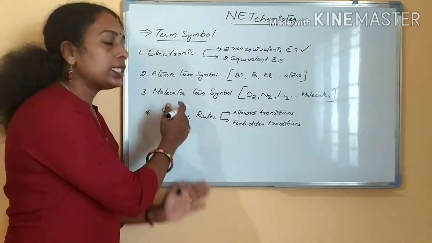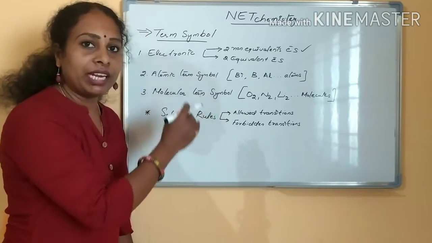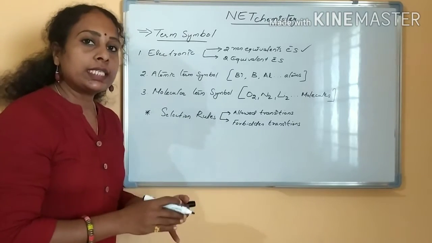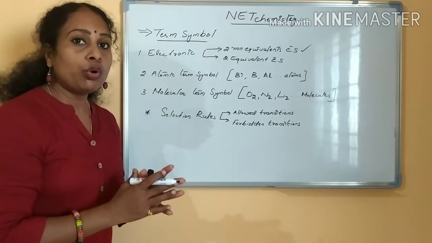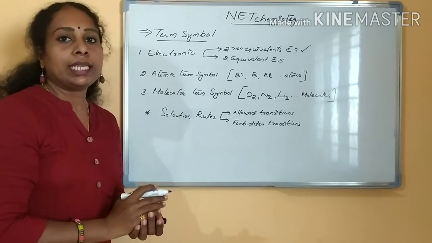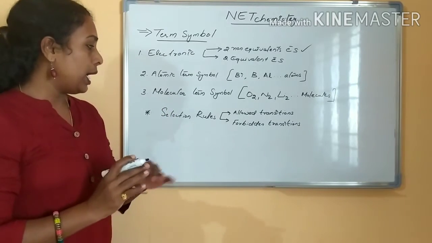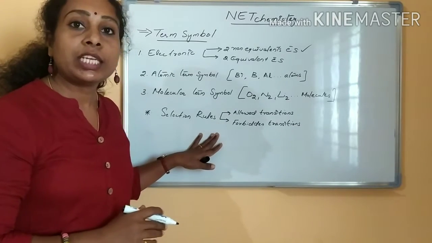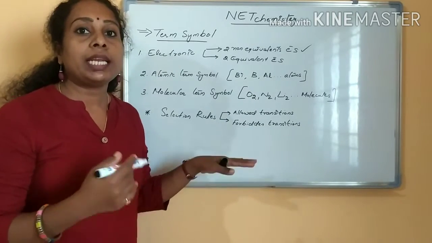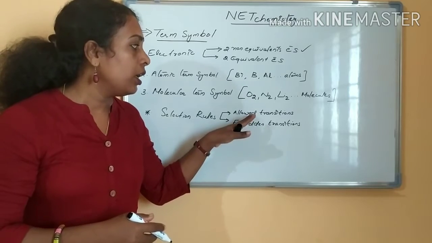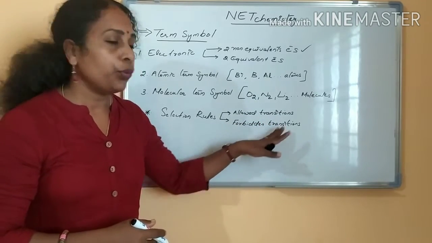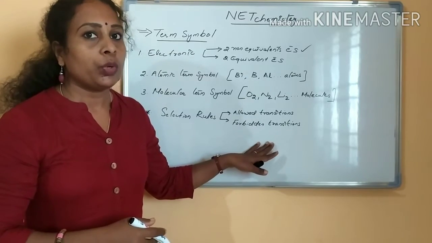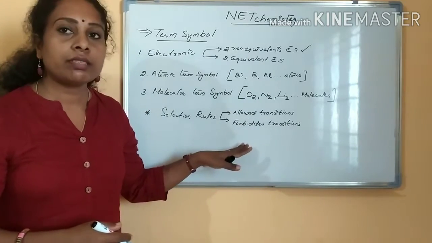And the next one is the molecular term symbol. If we have a molecule like oxygen, nitrogen, hydrogen, lithium, helium, how to calculate the term symbol of a molecule. And then coming to the selection rule: for electronic transitions, which transition is allowed and which transition is forbidden, that you have to be thorough with. This many things we will discuss.